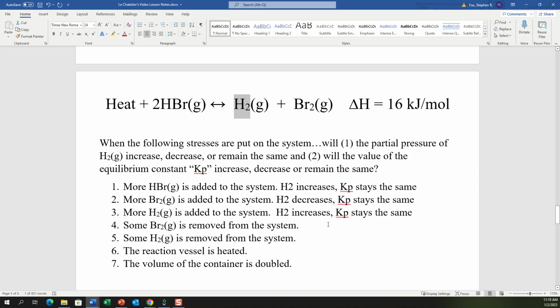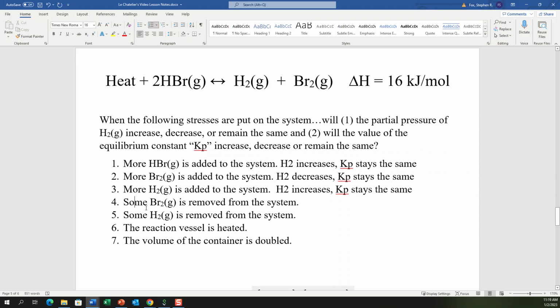You want to think about that, all right? All right, some Br2 is removed. So I remove Br2. The reaction shifts this way to replace that Br2, but in doing so, it produces more H2. So H2, the partial pressure of H2 increases. Kp stays the same. Okay.